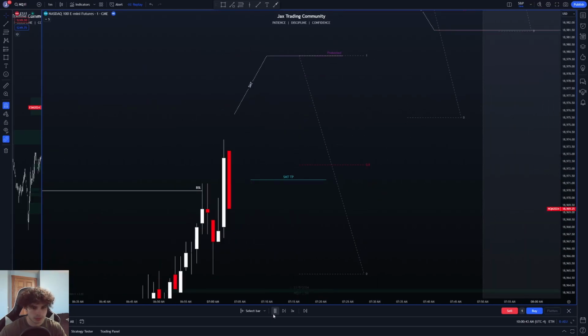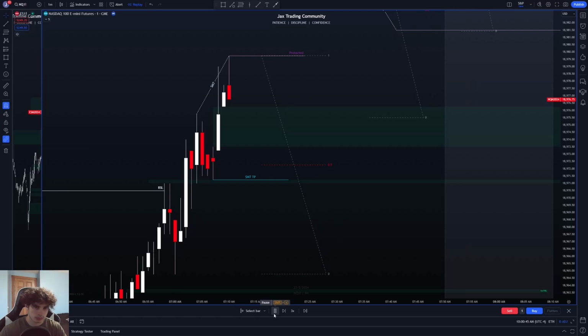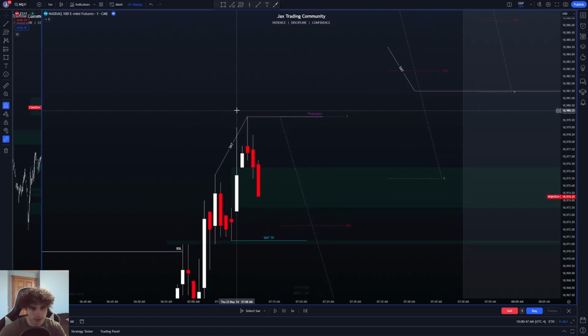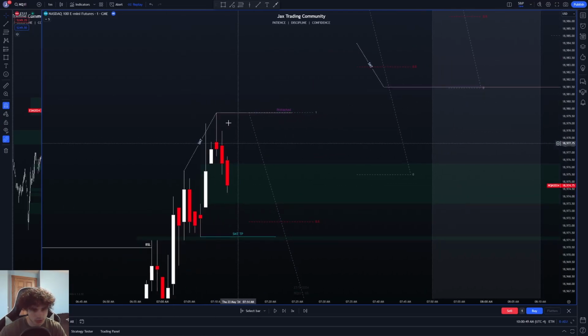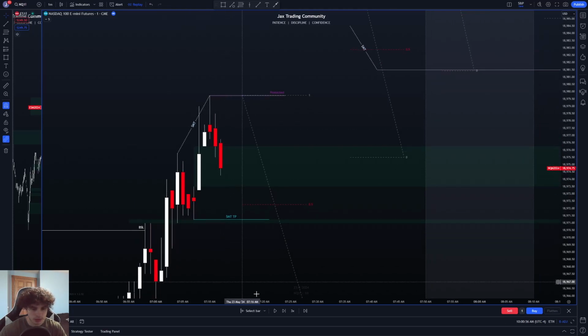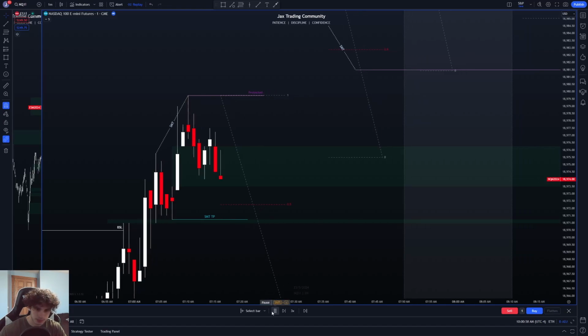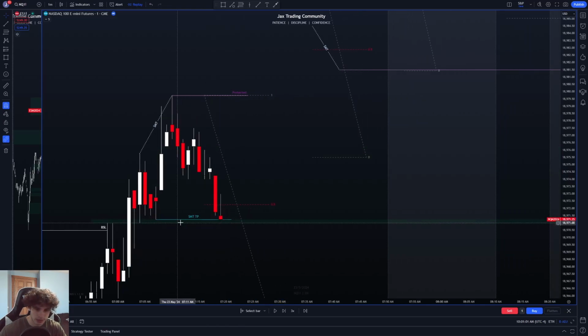Waiting for more structure. Right here, we create an SMT. So this would be protected because we got displacement down right through here. We also have this 1 minute. I want to see this gets disrespected. And there we go. We take out this SMT.